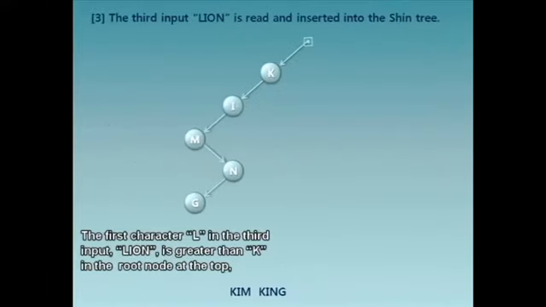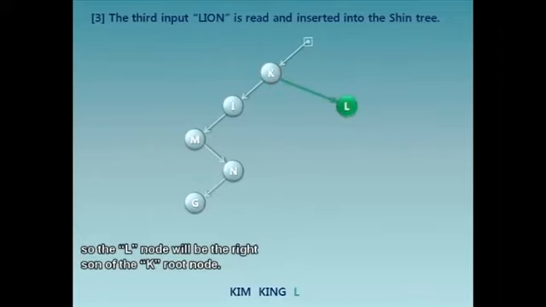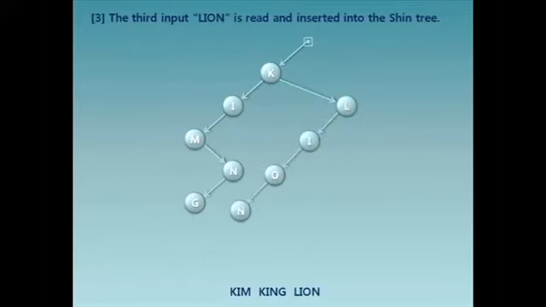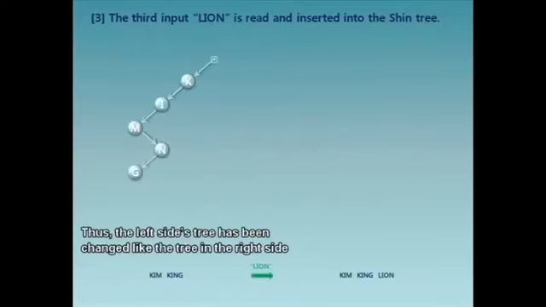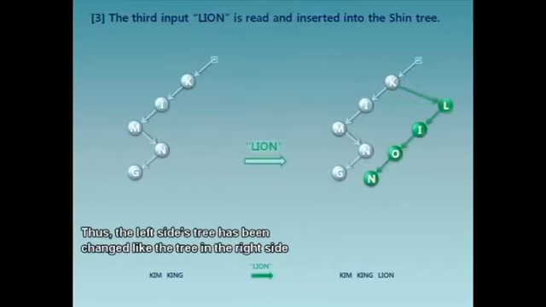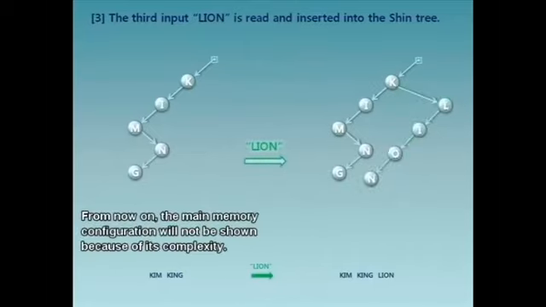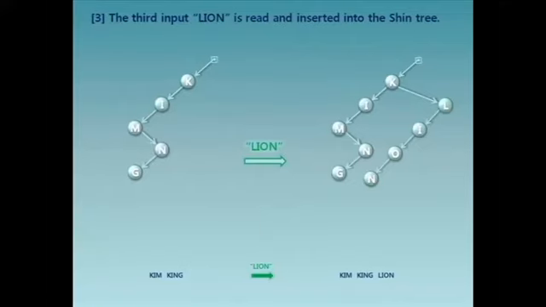The first character L in the third input line is greater than K in the root node at the top. So the L node will be the right son of the K root node. All the following nodes will be attached through the left son from the L node for the key lion. Thus the left side tree has been changed like the tree on the right side after input lion is inserted. From now on, the main memory configuration will not be shown because of its complexity.